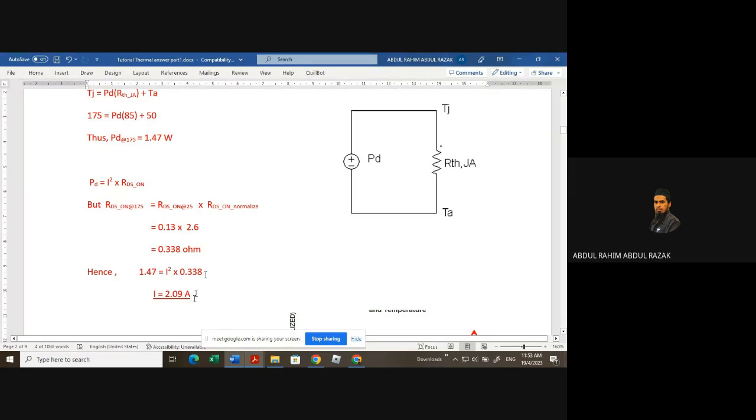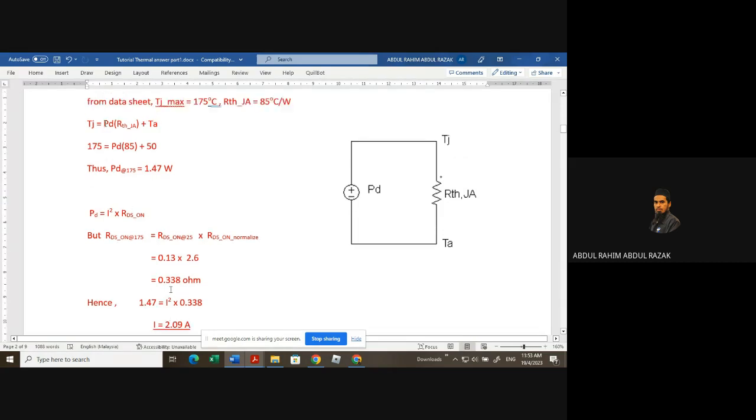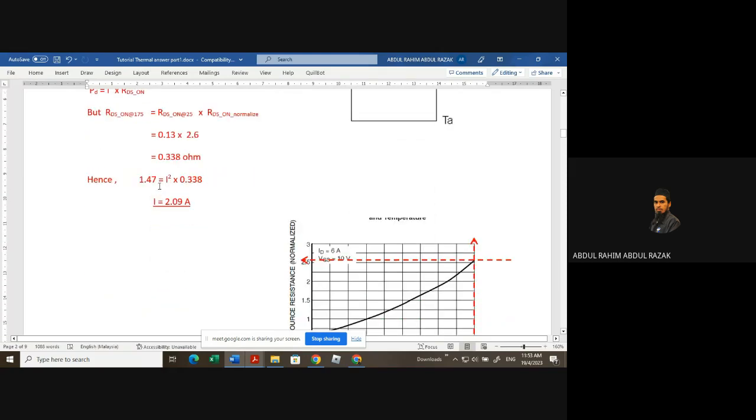By right, according to the datasheet, the capability can be up to 12 ampere, but if you don't use any heat sink, you have to make sure your device only conducts up to this value. If you push more than that, or you put in more load, or draw more current and exceed this value, what happens? It will exceed your TJ. As your I increases, your PD increases, and when PD increases, overall TJ increases. Once TJ exceeds your limit, it will burn. Can you understand?